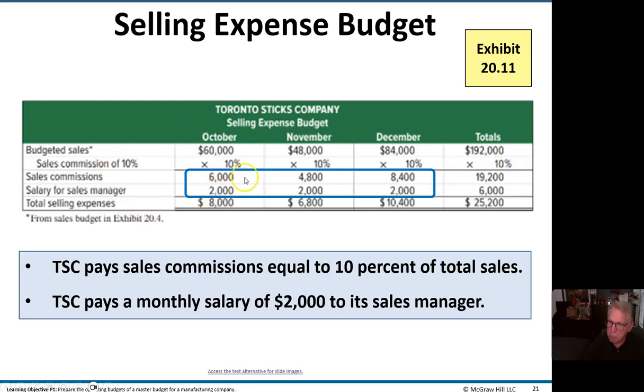But the salary for the sales manager is fixed. So at $2,000 per month. And so we add the two together and we get our total selling expenses for the quarter of $25,200. All right. And so to review, the sales commissions were 10% of total sales, and the monthly salary of the sales manager was $2,000.